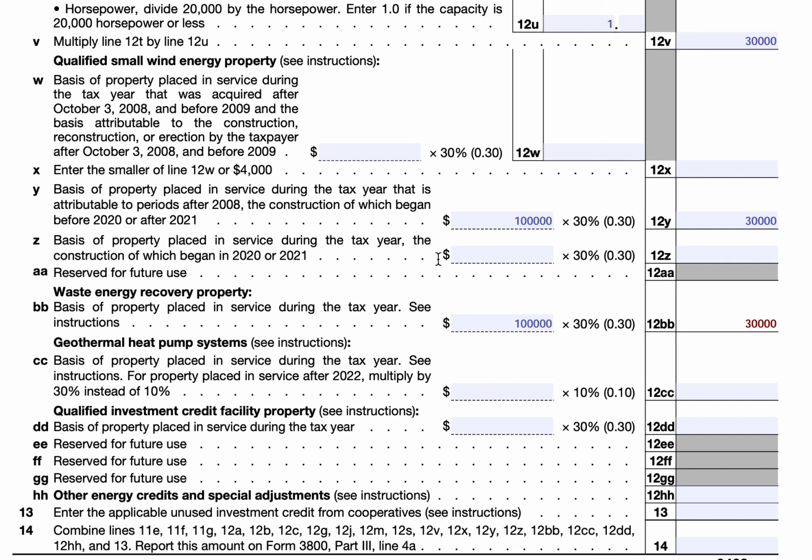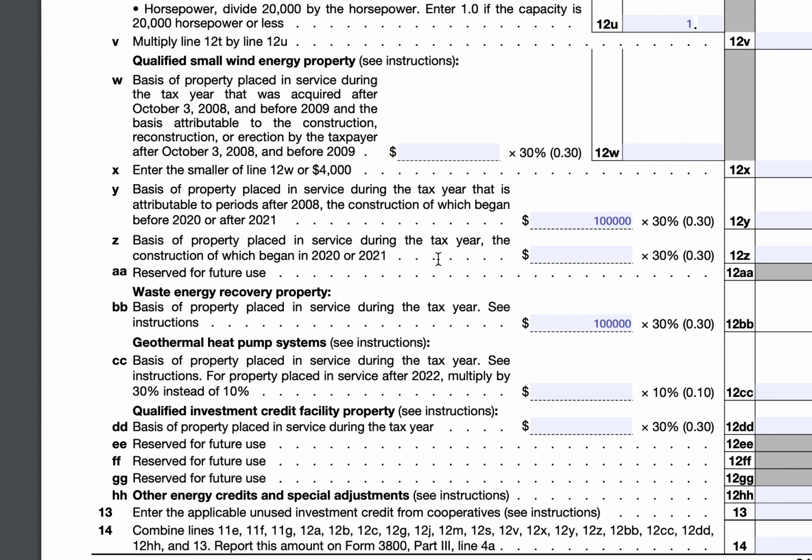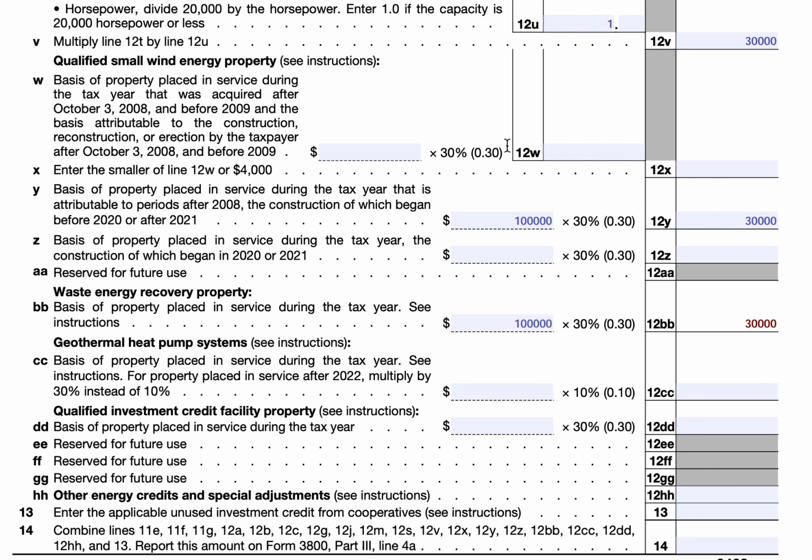Geothermal heat pump systems. This is equipment that uses the ground or groundwater as a thermal energy source to either heat a structure or as a thermal energy sink to cool a structure. So you'll enter the basis. And again, for property placed into service after 2022, you get to use 30% instead of 10%. So we're going to enter the $30,000 here.